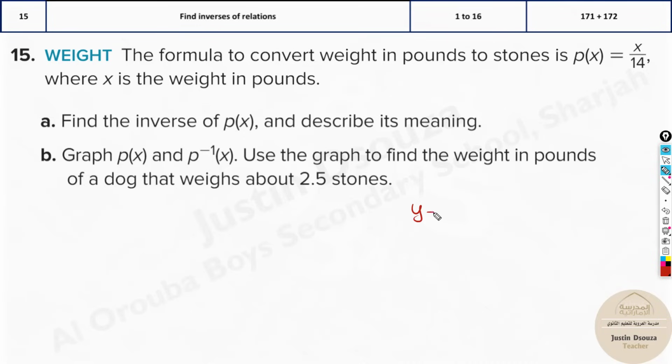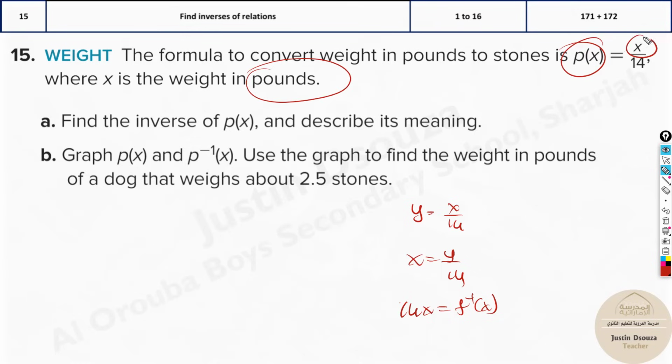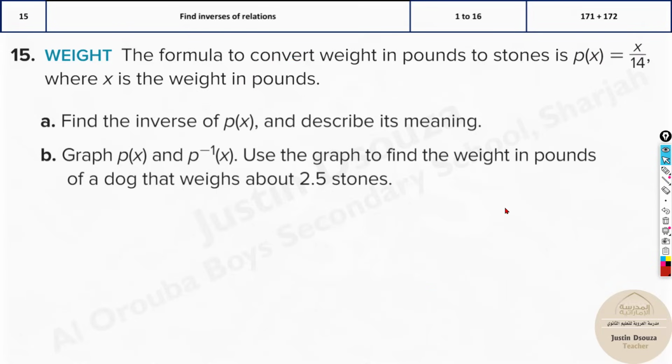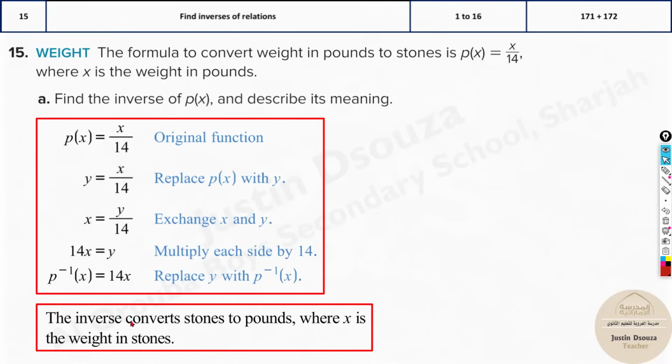So this goes inside and what you're solving will be the other thing. Now let's write this. y is equal to x by 14. So swap it, x is equal to y by 14. So 14 goes to the other side. 14x is equal to f inverse of x. Now here you can see pounds are found out. x is weight in pounds, so pounds divided by 14 would be the stones, right? Now x is stones because f inverse is the conversion the other way around. When you multiply 14 into stones, you get pounds. It's just the inverse. So you can see the first part, that is the answer.